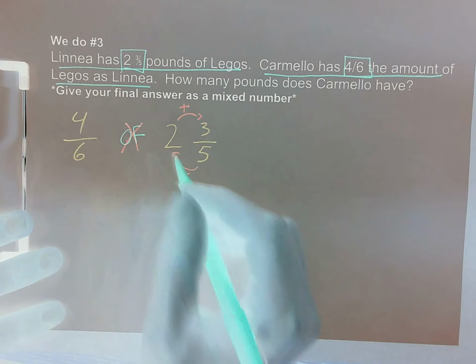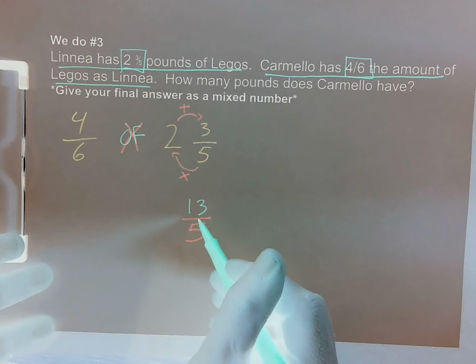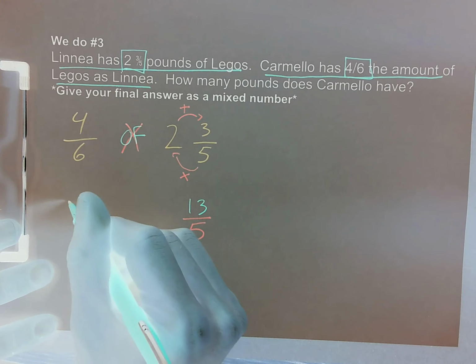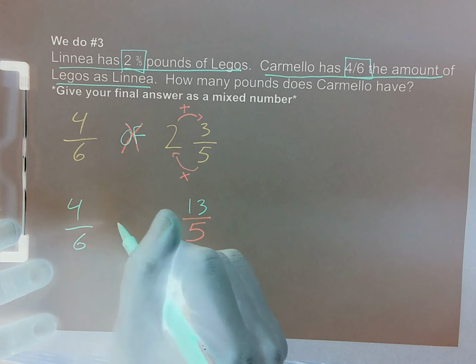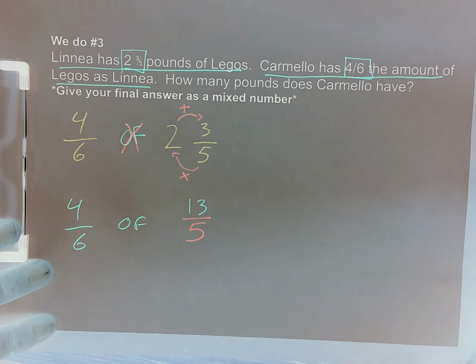Five times 2 is 10, plus 3 more is 13. We can now rewrite this problem as 4/6 of 13/5. And now we can multiply across.